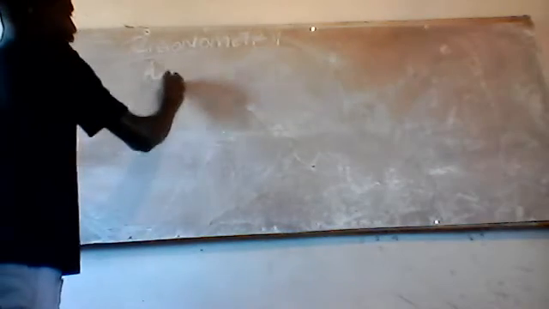Without wasting any time, guys, I'm just going to shoot right away. Trigonometry, guys, the word trigonometry means the measurement of triangles. So in trigonometry, we'll be talking about measurement of triangles. Basically, trigonometry expresses the relationship between the angle of a triangle and the sides of a triangle. So we are going to be talking about the relationship between the angles and sides of a triangle.